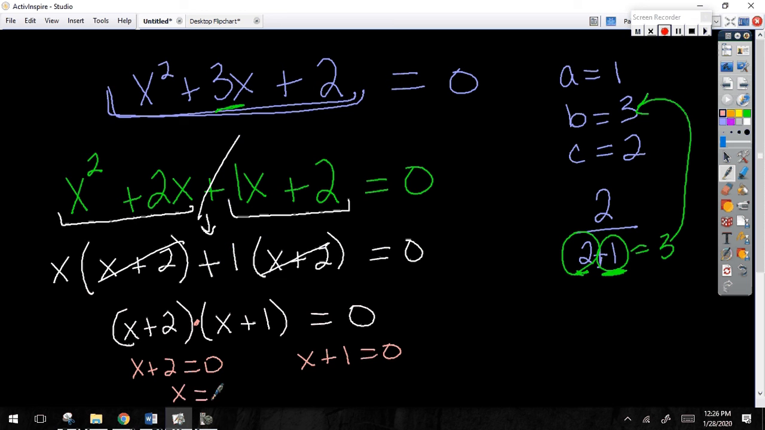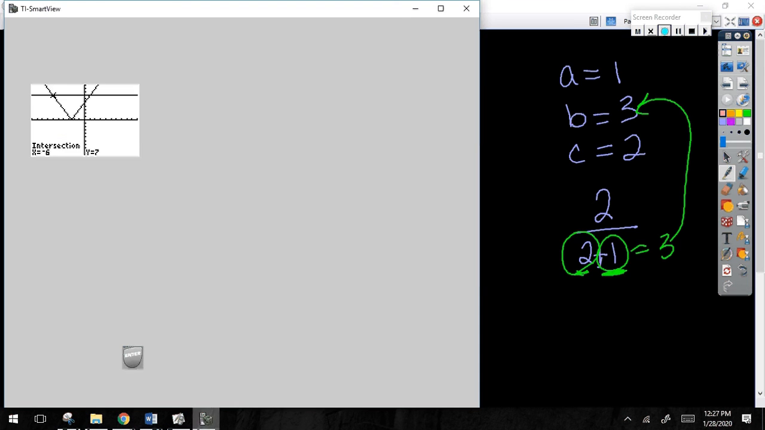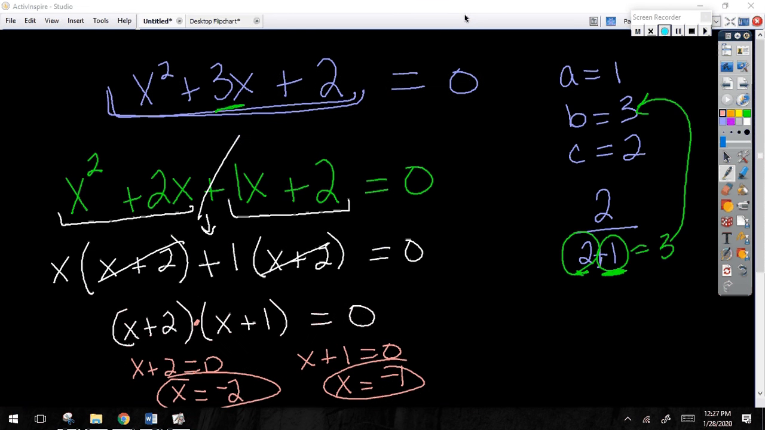If x plus 2 is 0, what is x? And if x plus 1 is 0, there are your two solutions. That's an algebraic solve. Okay? If I graphed it, you would see that it crosses at -1 and -2.